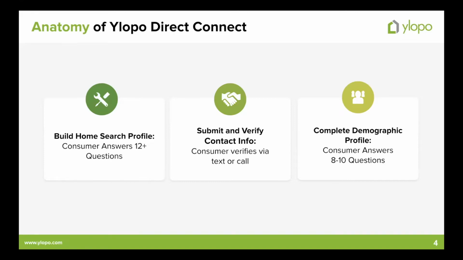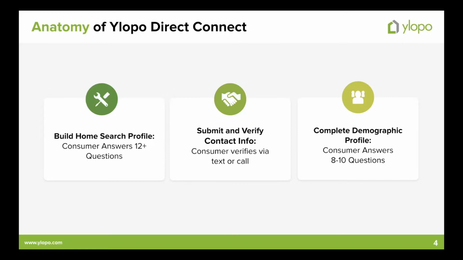We ask this person what they are interested in: property type, bedroom, bath, etc. The second step is that instead of just asking them to give us their contact information, we actually verify their contact information via text and phone call, right? So this is really unique. No one else in the industry is doing this.